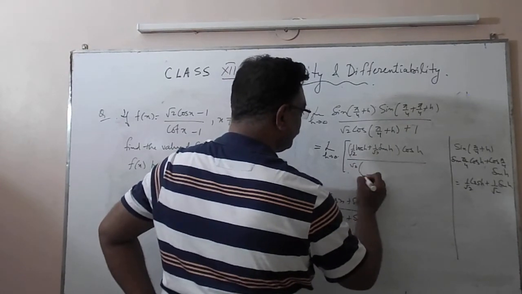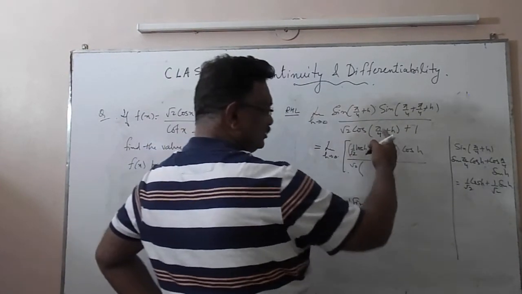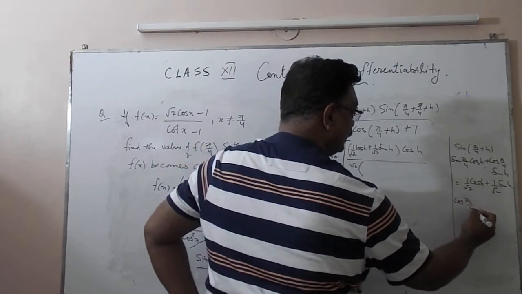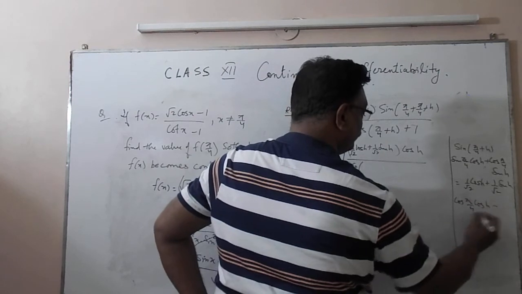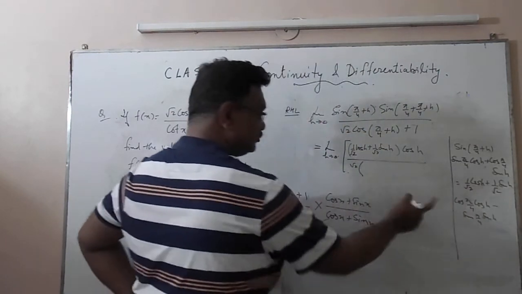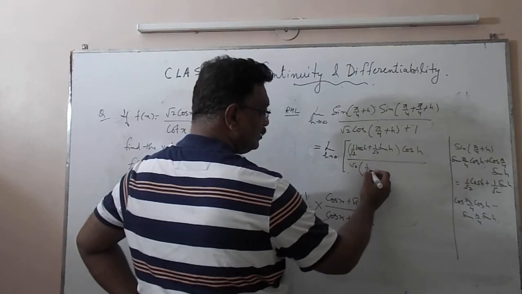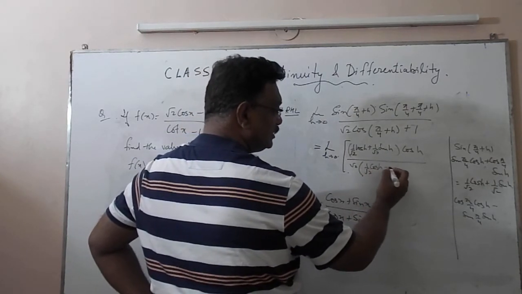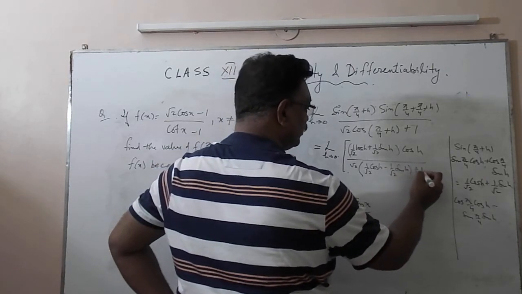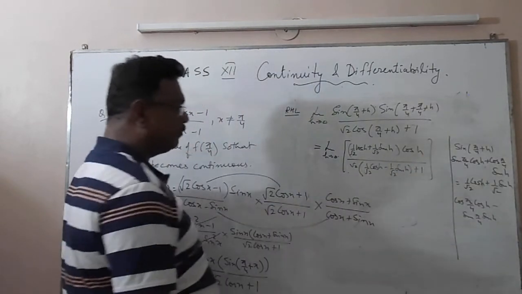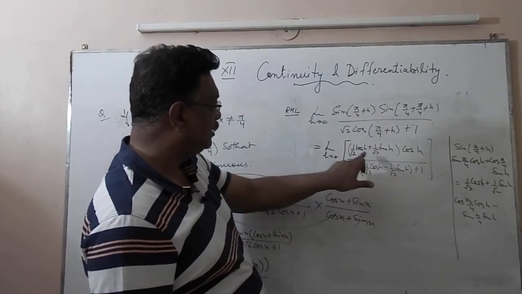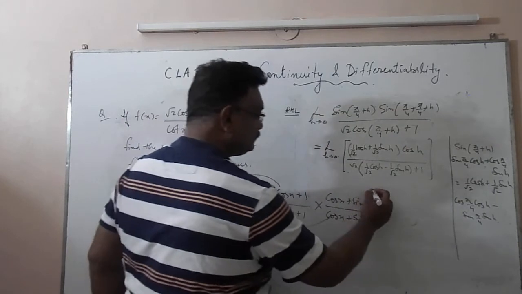This will become cos pi by 4 plus h. Use the same identity, cos a cos b minus sin a sin b. So that will become 1 by root 2 cos h minus 1 by root 2 sin h plus 1. Now when you apply the limits, this becomes 0, this becomes 0.